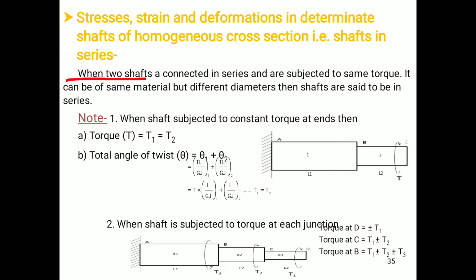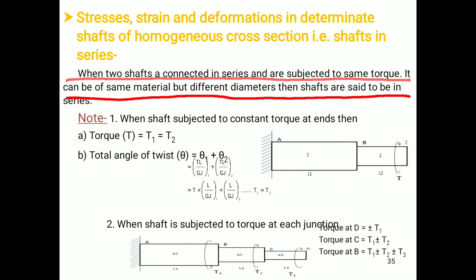When two or more shafts are connected in series and are subjected to the same torque, it can be that those particular shafts may be of the same material but different diameter, then such a system is said to be in series. So in the case of shafts in series, we have connected two or more shafts one by one and it is subjected to the same torque at its free end. Those shafts may be of the same material but of different diameter. So such a system is said to be in series.